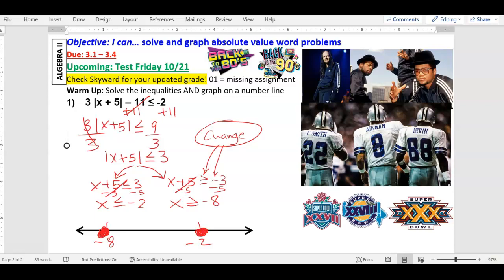And then, think about this. X is less than or equal to -2. So which way is it going to go from -2 if it's less than? Left or right? Left. And if it's greater than -8, it's going to go to the right. So it's between both of these points. You're going to have it nice and shaded in. Okay. While you finish writing that down, I'm going to pass out these notes.